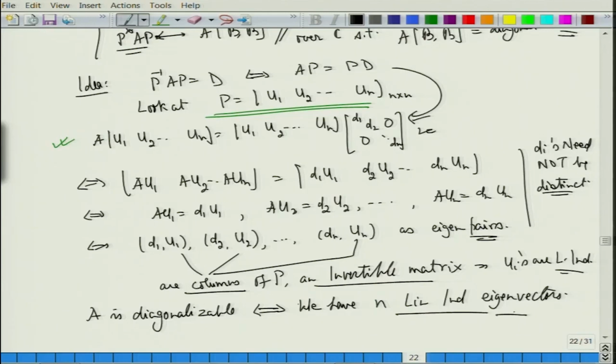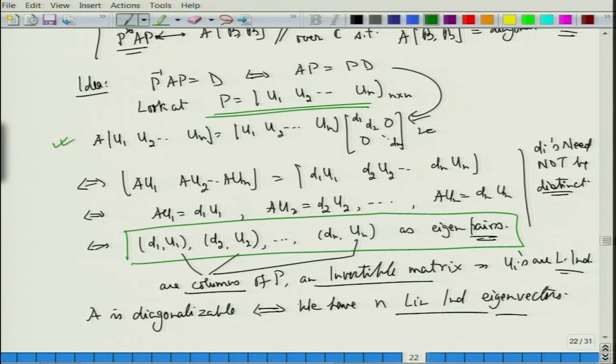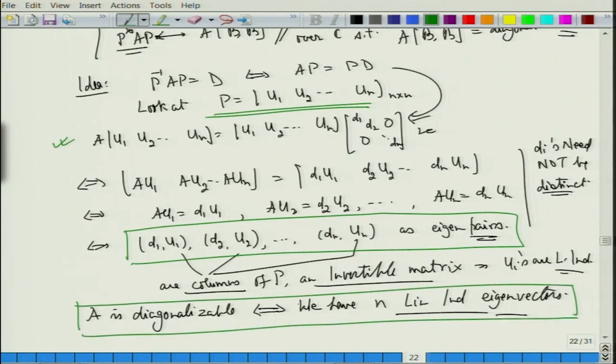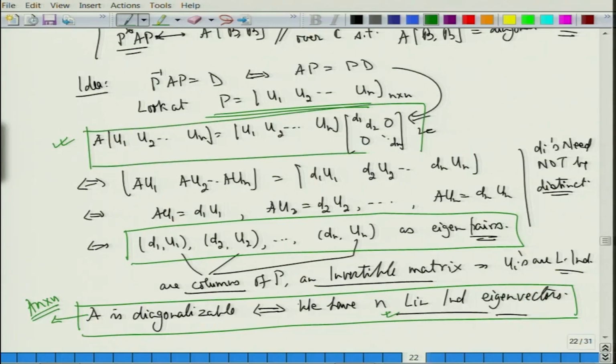Look at the definitions. These are the eigenpairs. So you have got u1, u2, un, you have got n linearly independent eigenvectors, all right. So A is diagonalizable if and only if we have got n linearly independent eigenvectors. And what is this n? N is the size of the matrix. A was n cross n. This is one way of understanding it using matrices. This is what we wrote, fine.